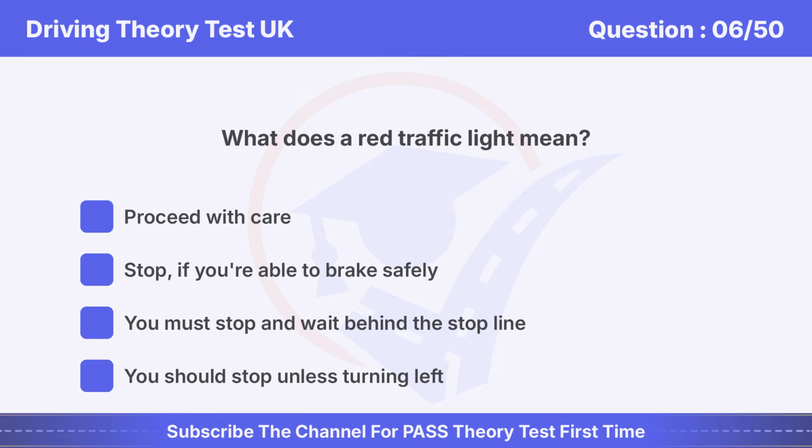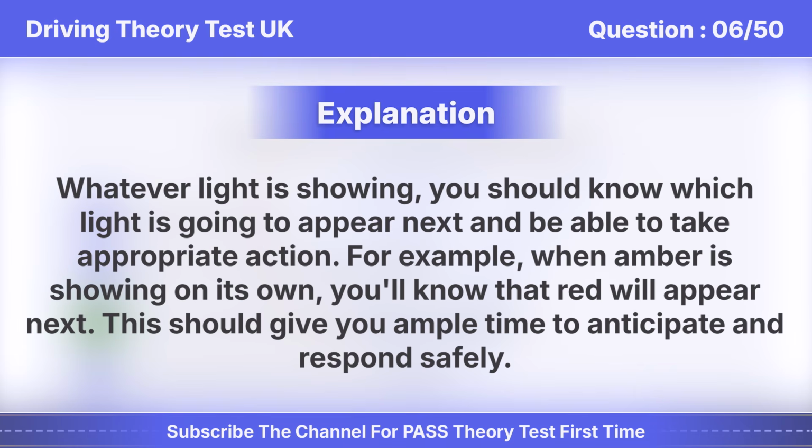Question 6. What does a red traffic light mean? Answer is C. You must stop and wait behind the stop line. Whatever light is showing, you should know which light is going to appear next and be able to take appropriate action. For example, when amber is showing on its own, you'll know that red will appear next. This should give you ample time to anticipate and respond safely.